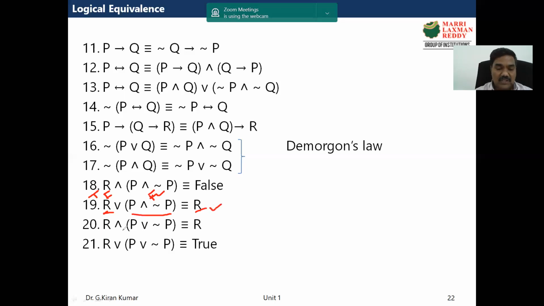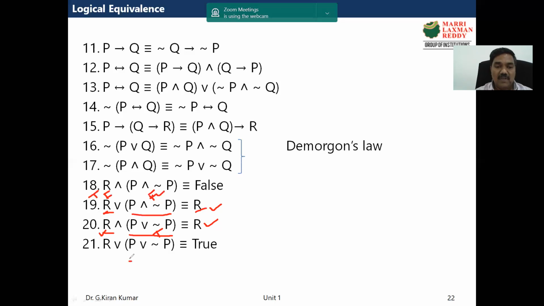Similarly, you see the 20th formula, R and (P or negation of P). Now, P or negation of P is an example of a tautology, that is, always true. So true and something is always equal to that something, because if R is false, the complete expression becomes false. If R is true, then the complete expression becomes true. Therefore, in R and (P or negation of P), P or negation of P is always true, so true and something is always equal to that something.